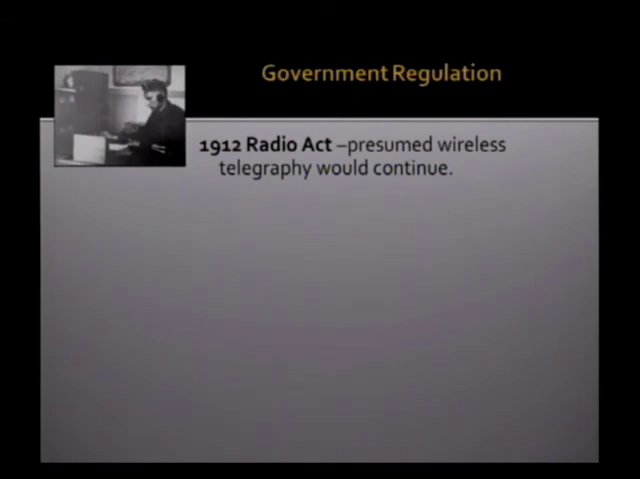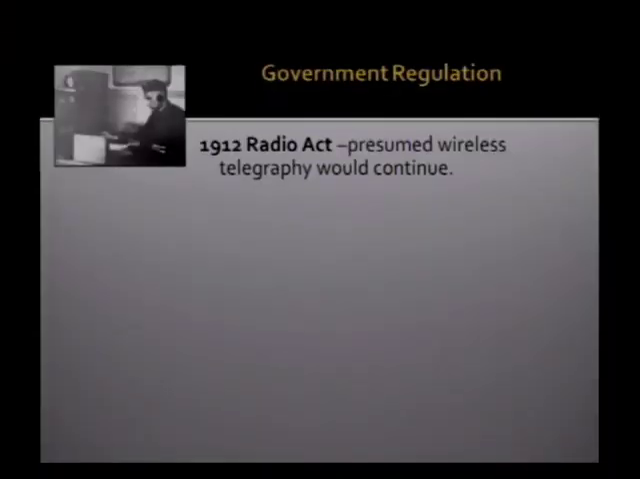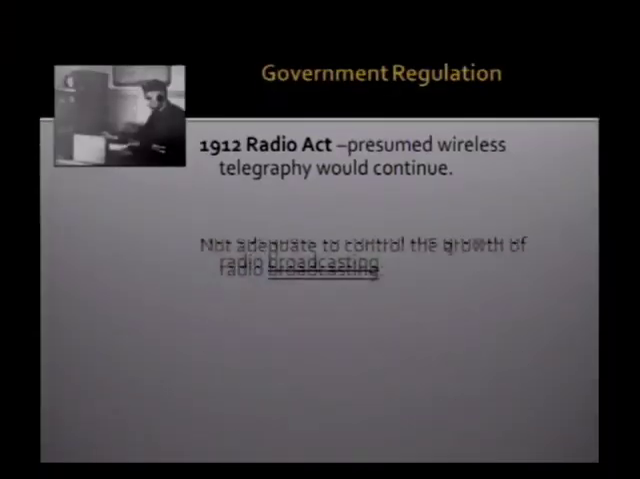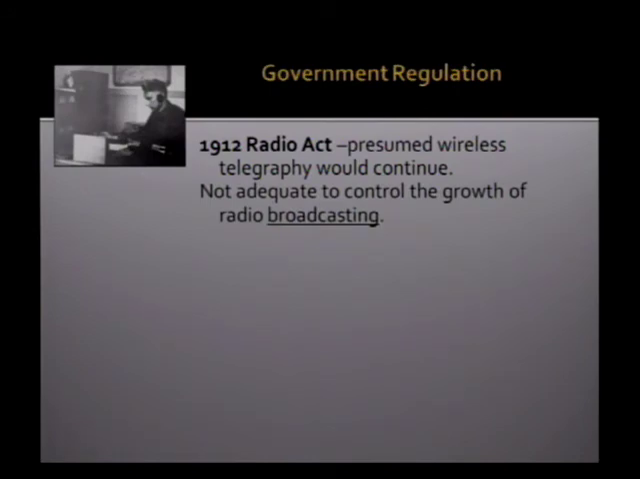Government regulation was sort of inevitable in the industry. The 1912 Radio Act focused more on wireless radio telegraphy, which again was not sound sent over the air so much as electronic signals. Well, the 1912 Act didn't really account for radio broadcasting's growth. And so it wasn't really adequate enough to control the growth and anticipate the growth of radio broadcasting.